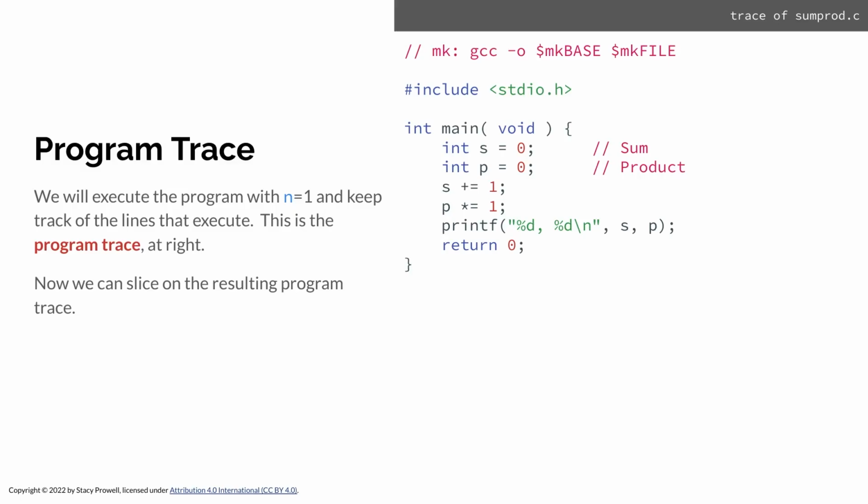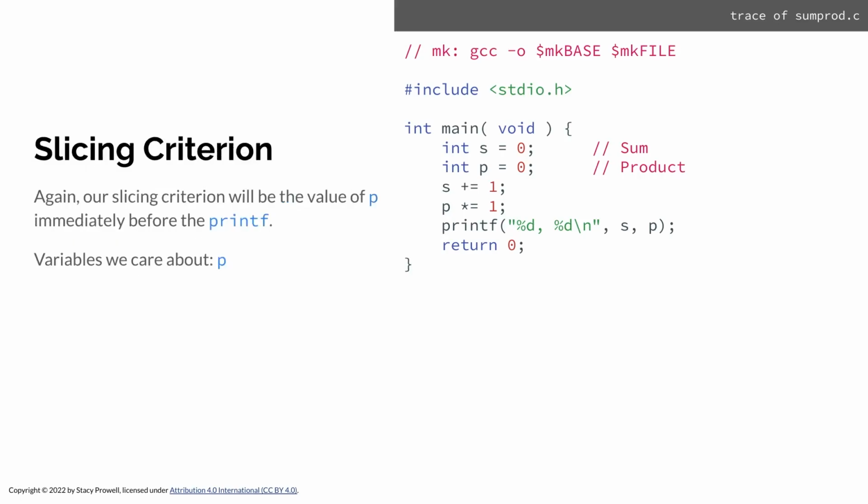Now we slice. So here's what we did. We set some variable values, in this case just 1. We fed it to the program, and wrote down the program trace we got as a result. The loop just executed once, but if I set n to 10, we would have had 10 copies of the loop body in here, right? We execute it and record the statements executed. And now I'm going to slice.